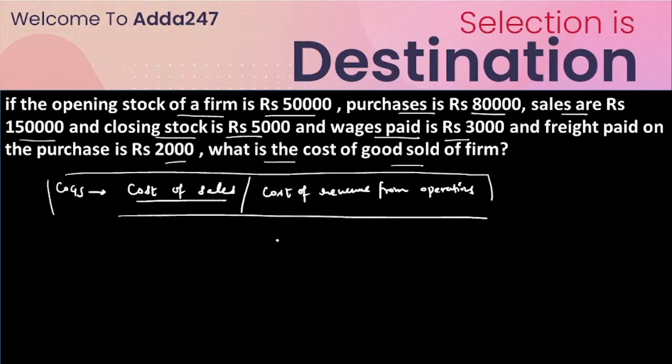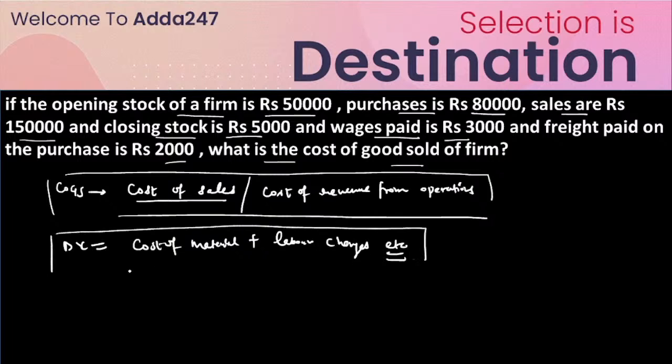Direct cost includes cost of material, labor charges, etc. That is a direct cost, and it is the cost that is directly used to create and produce the goods. So in short, for cost of goods sold, you always have to remember the formula.